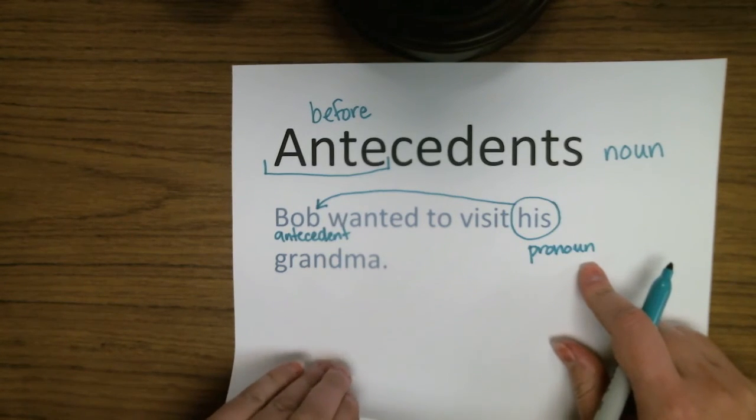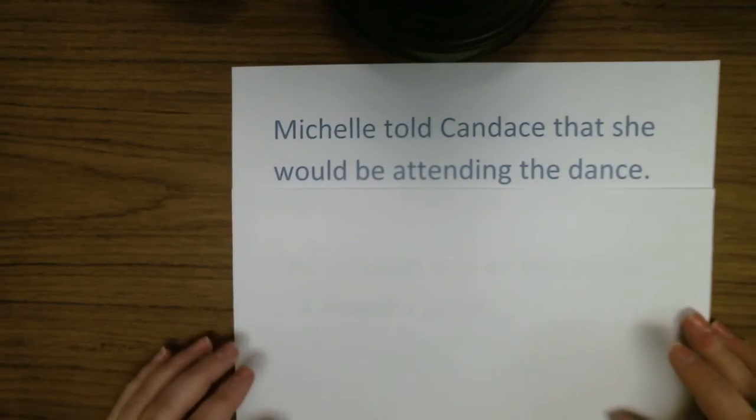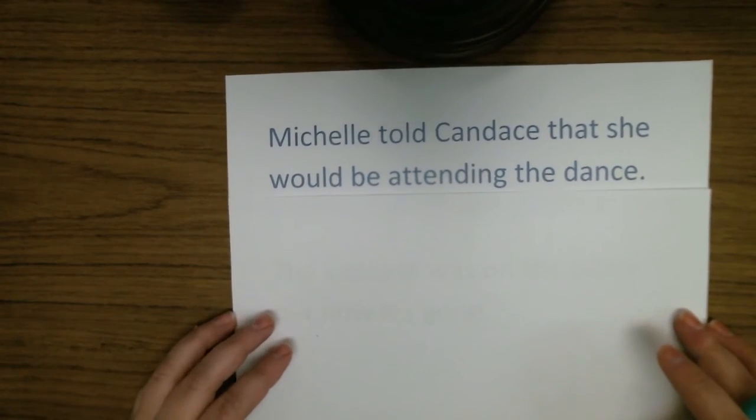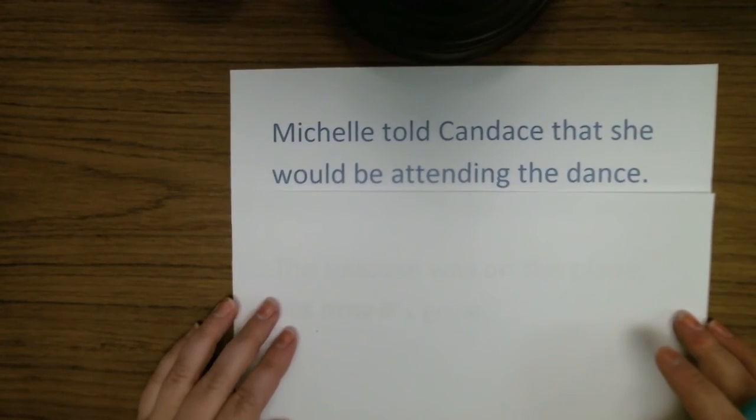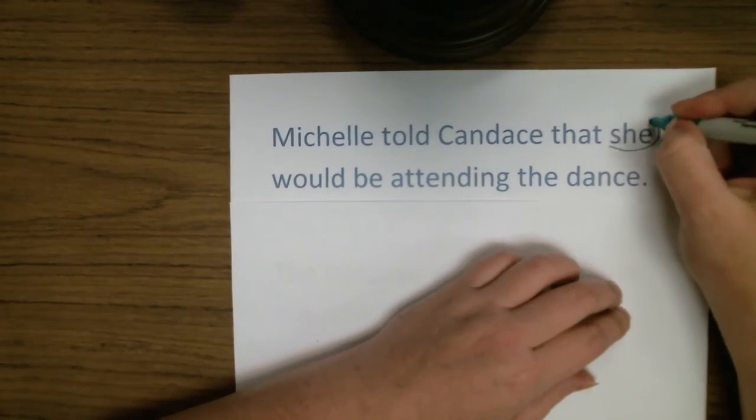Now, what happens if we're not careful with our antecedents? We get some hilarious sentences. Here are a couple of examples. These ones aren't necessarily funny, they're just confusing first. Michelle told Candace that she would be attending the dance. What's our pronoun? It would be she.